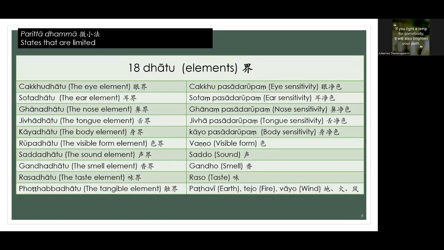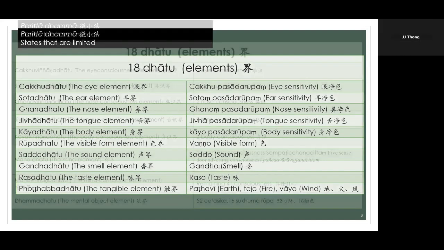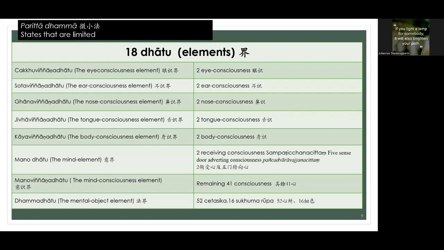Similarly, we get all 18 dhātu. From chakku dhātu until pottabba dhātu, we get the 12 olarika rupa, the 12 gross matter. And then from chakku vijnana dhātu until kaya vijnana dhātu, we get the eye, ear, nose, tongue, and body consciousness. And altogether, we get 10 consciousness being classified under those 5 vijnana dhātu.